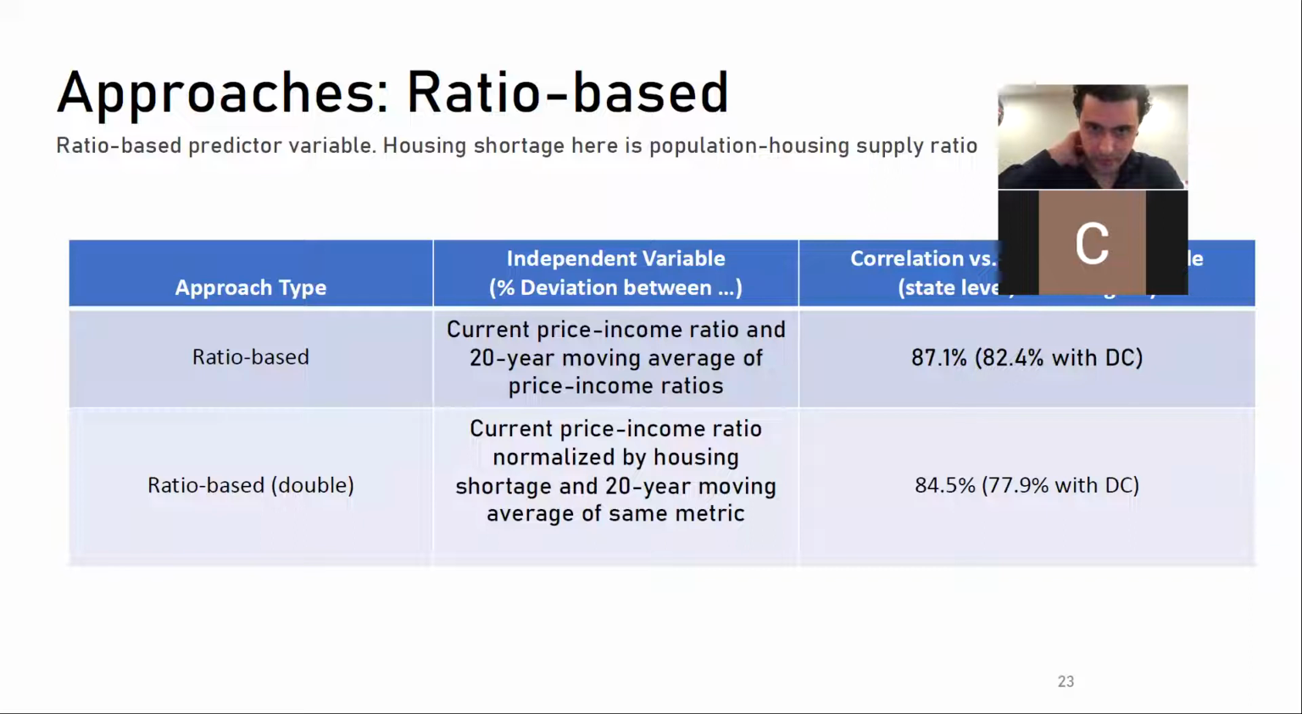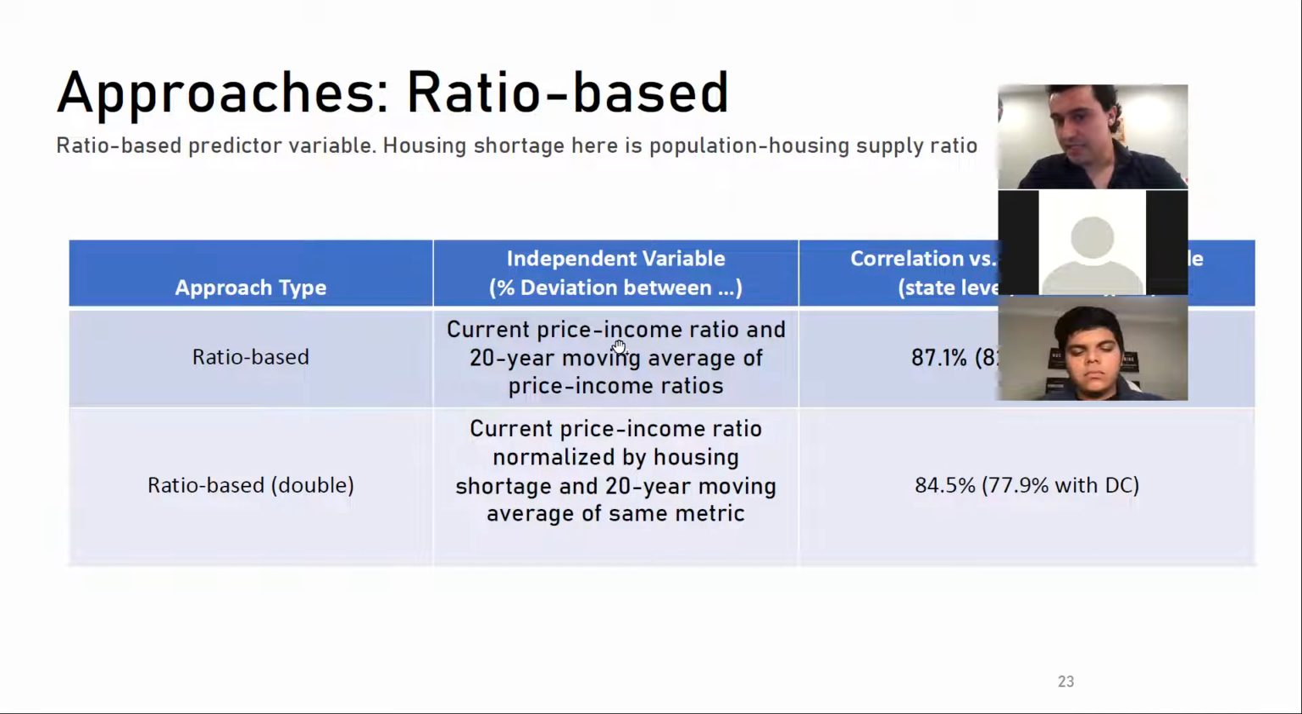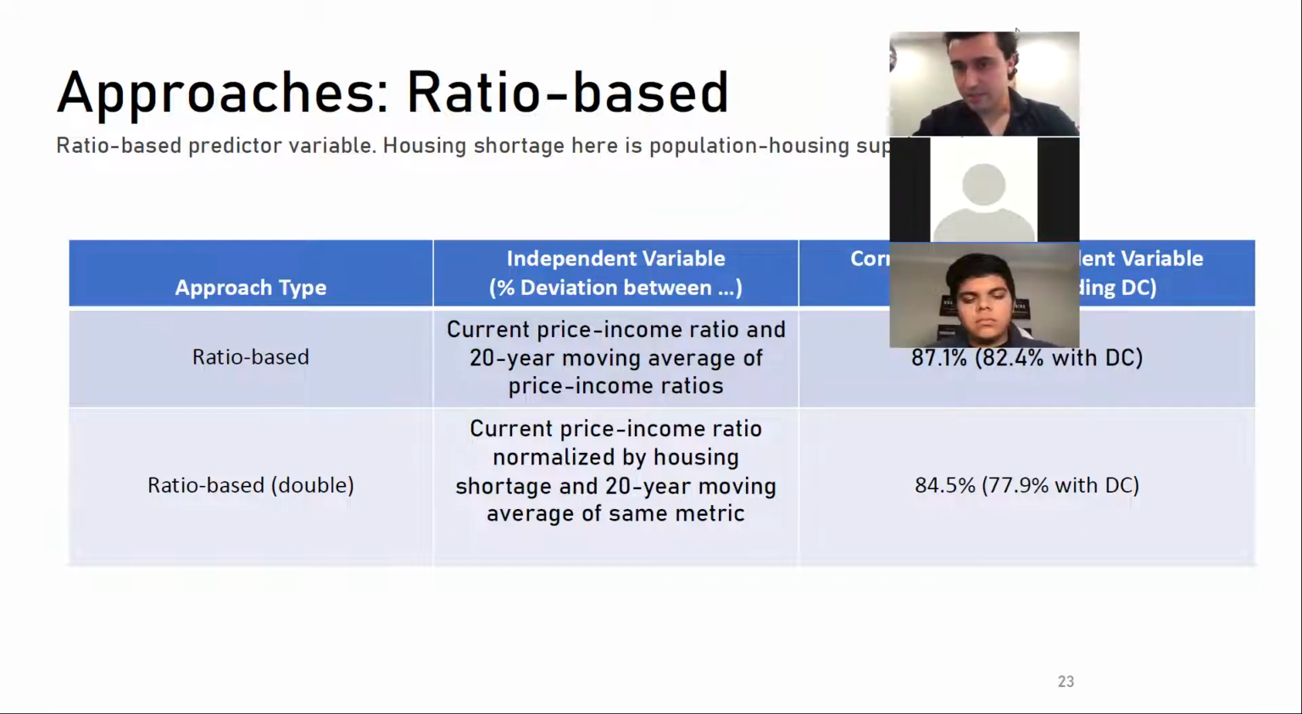And so, approaches to building this kind of downside risk predictor. Here, any mention of housing shortages means the population to housing supply ratios. So let's say ratio-based approaches and regression-based approaches. For ratio-based approaches, the most common one that economists sometimes quote is a price income ratio, and then you have a history of price income ratios. If a price income ratio deviates from the historical data, and you have to use a moving average of those historical price income ratios as well, where it seems to work best on a 20-year window, then the percentage deviation from that is your ratio-based predictor variable, if you will, for downside risk or market valuation, as they call it. That showed about 87% correlation, if we exclude the District of Columbia, to subsequent price drops. So it's actually very strong. It's both simple and very strong.